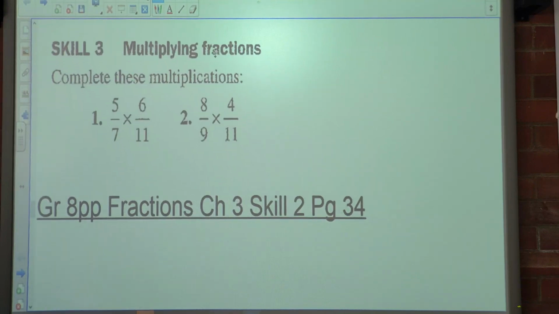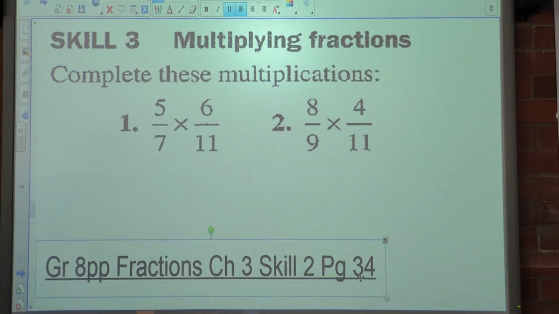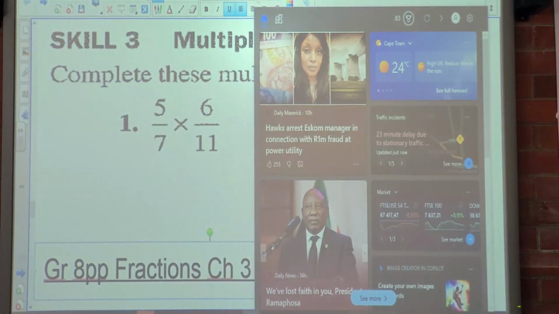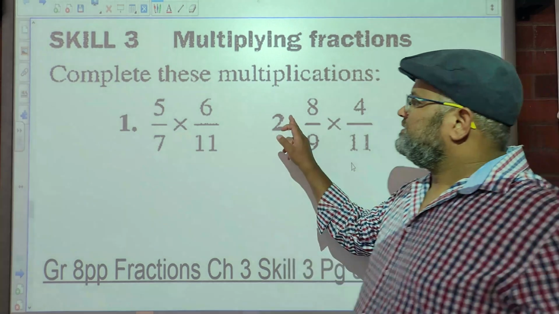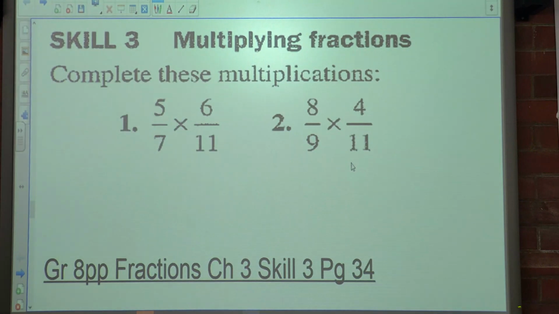Skill 3. It's on page 34, is that correct? Okay. So do we find an LCM here? No. When do we find LCMs? Only when you add and subtract you find an LCM, okay.